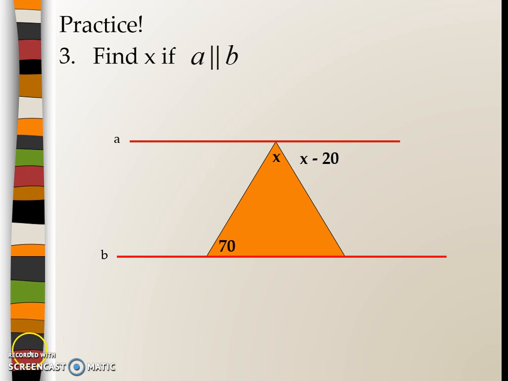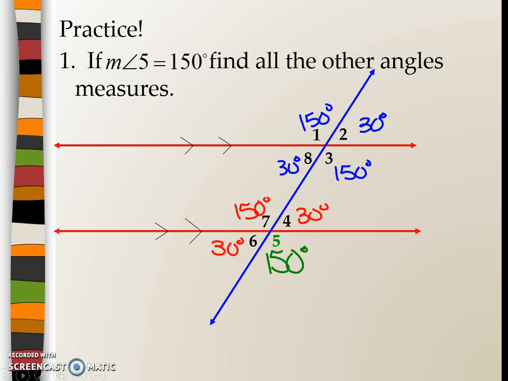Pause the video. Here are the answers for practice number one. If 5 is 150 right here, then this is 150 because they are vertical angles. Vertical angles are congruent. And if this is 150, then alternate interior angles are 150. So that will be 150. If that's 150, then that will be 150 because these are vertical. If this is 150, that's corresponding. So 1 and 7 are 150. If 3 and 5 are corresponding, that's 150. You can use the corresponding angles theorem too.